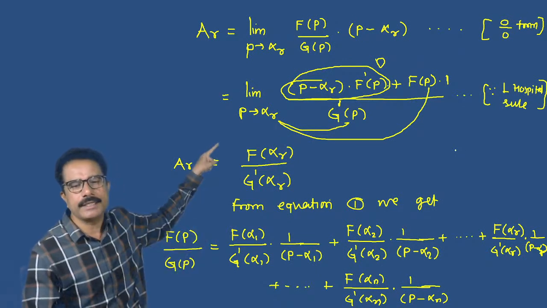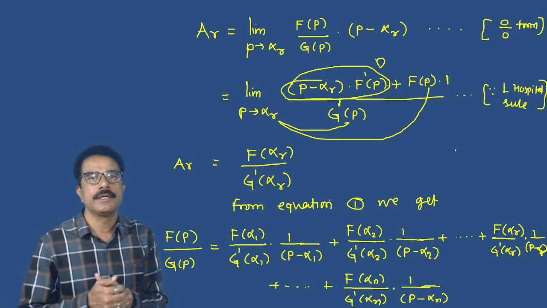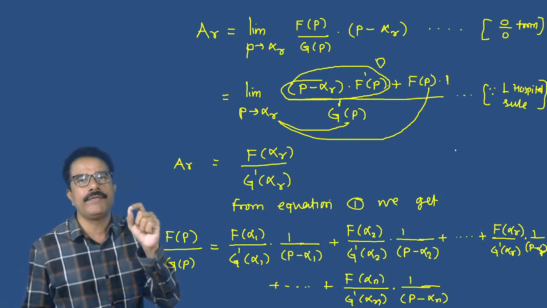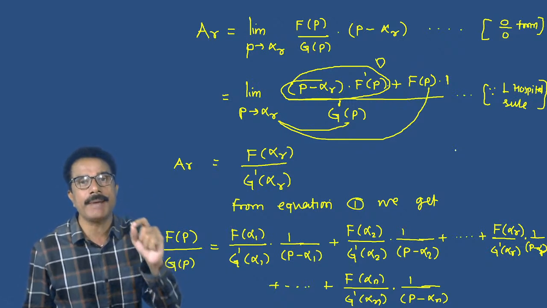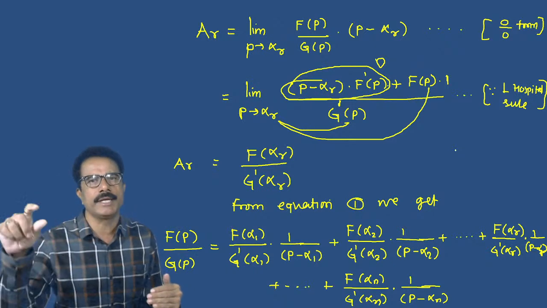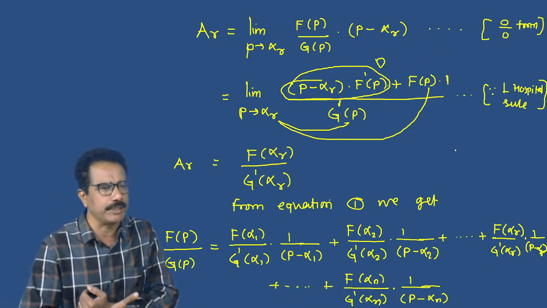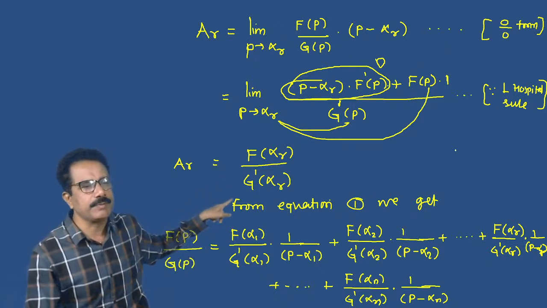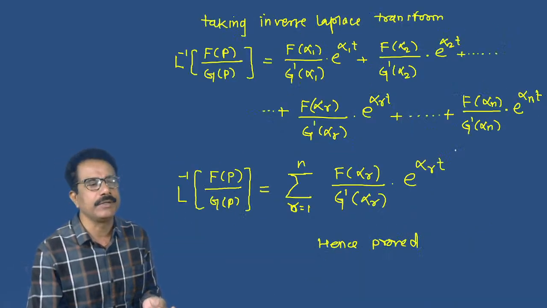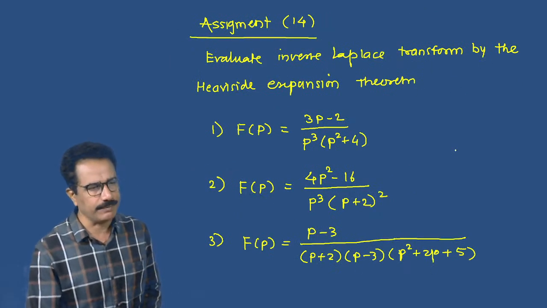Only the turning step here is that you have to use L'Hospital rule. L'Hospital rule means: if the given fraction is in the form 0 by 0 or infinity by infinity, then its limit we can obtain by taking the derivative of the numerator separately and the derivative of the denominator separately. This method is called L'Hospital rule. So here we apply L'Hospital rule, and after putting the limit we will get the value of A r. So we can get A1, A2, A3, A4 and so on. So this is the Heaviside's expansion formula.